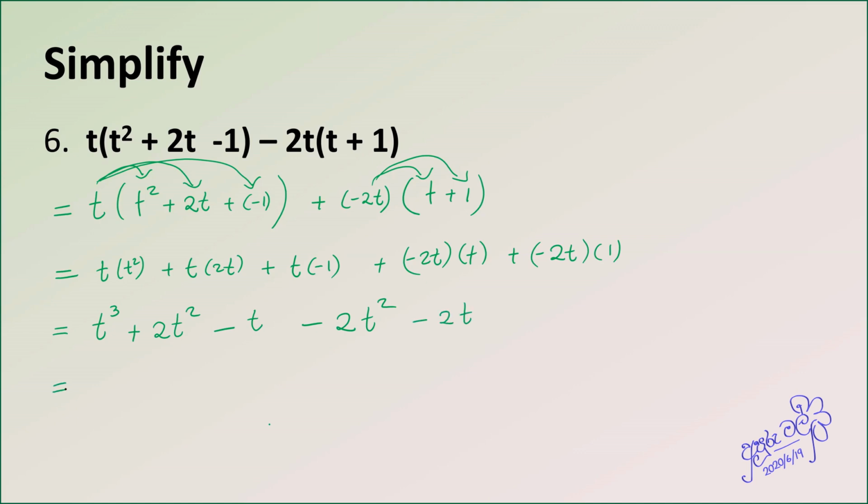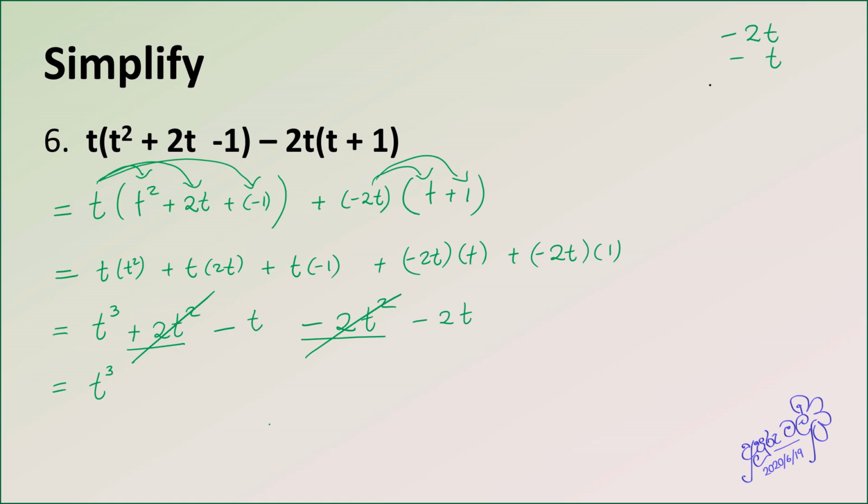Okay, so let's simplify this further as it has only 3 types of terms: t cubed terms, t squared terms, and t terms. There's only one t squared term, so I can start with that. When it comes to t squared terms, we have the plus 2t squared and the minus 2t squared terms. We know that they get cancelled out as they have the same coefficient but different sign. And what is left is a minus t and minus 2t.